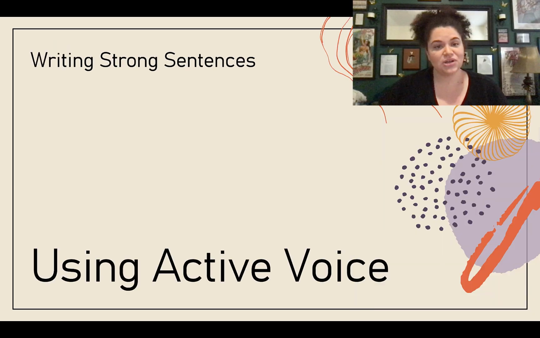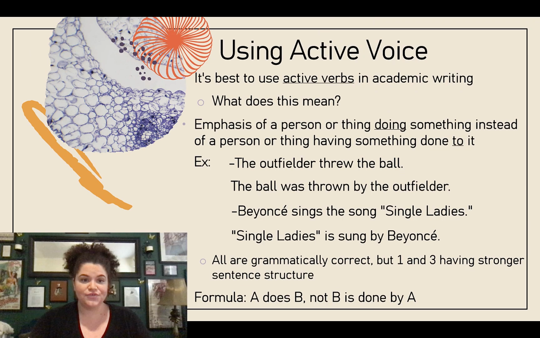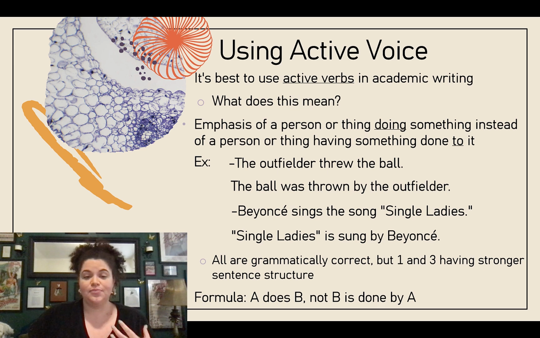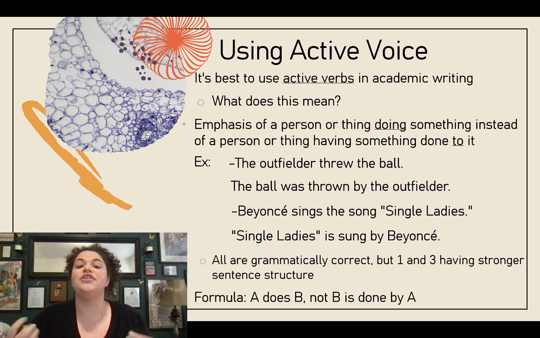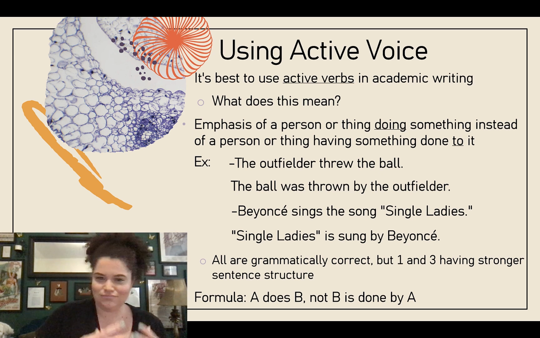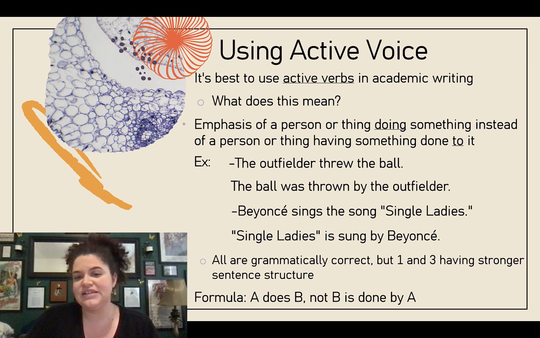All right, last but not least, we're going to talk about using active voice. So when we're writing, it's best to use active verbs, okay? So what does this mean? This means that when we write, it's important for us to emphasize a person or a thing that's doing something rather than a person or thing having something done to it, okay? That may sound kind of confusing when explained out loud, but look at these examples.